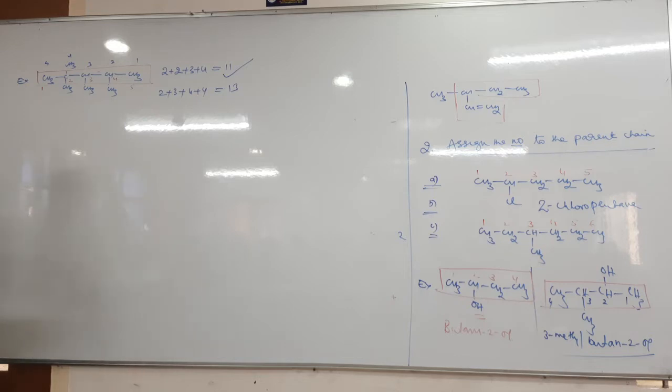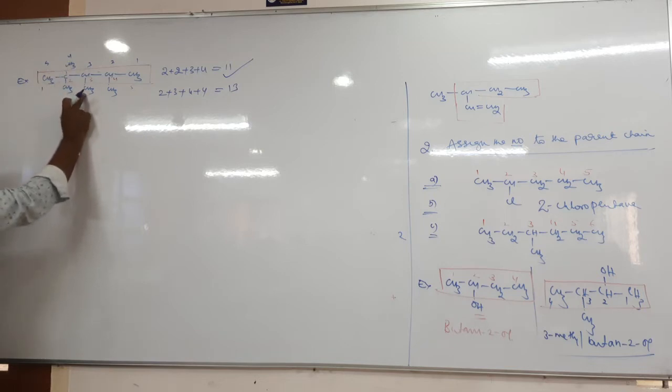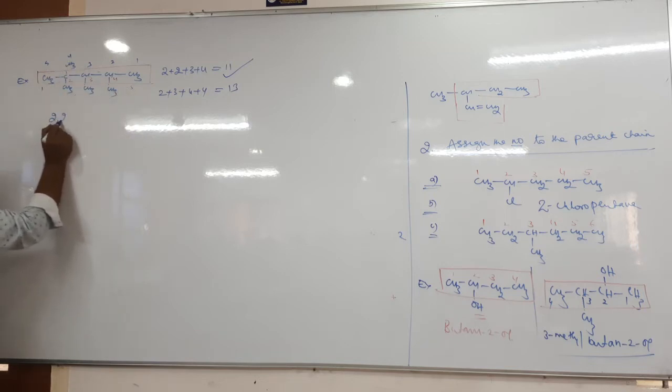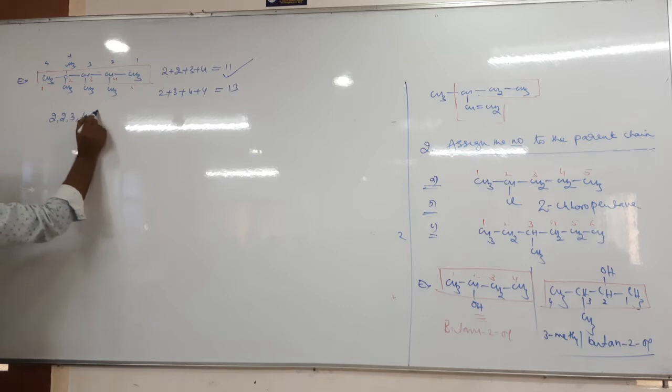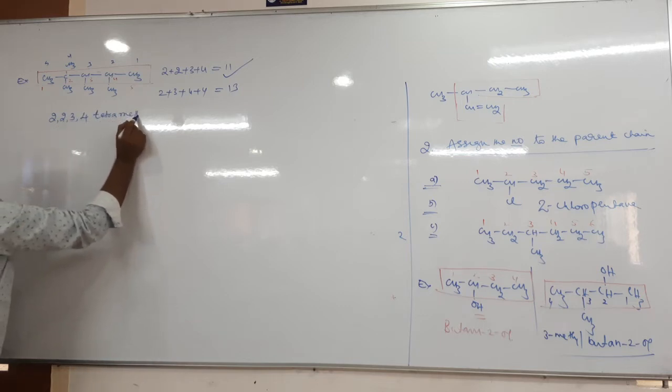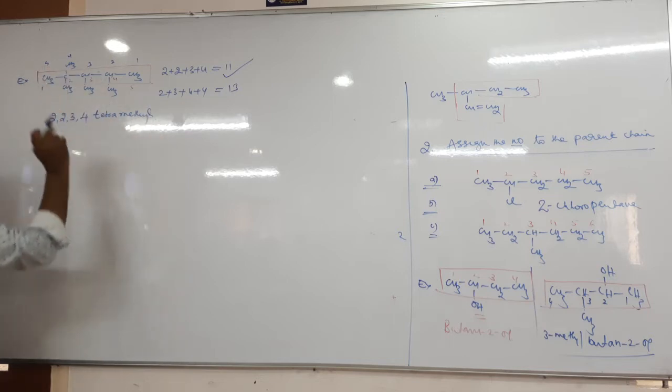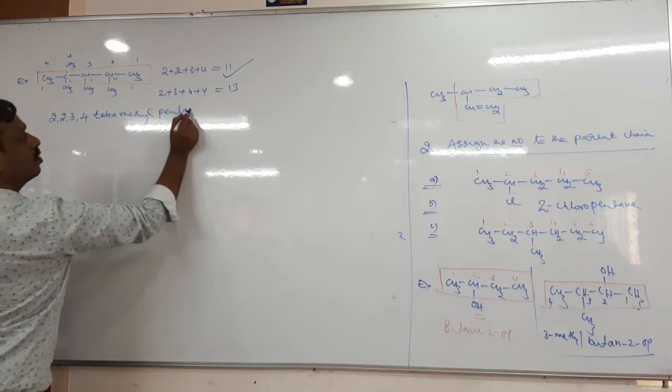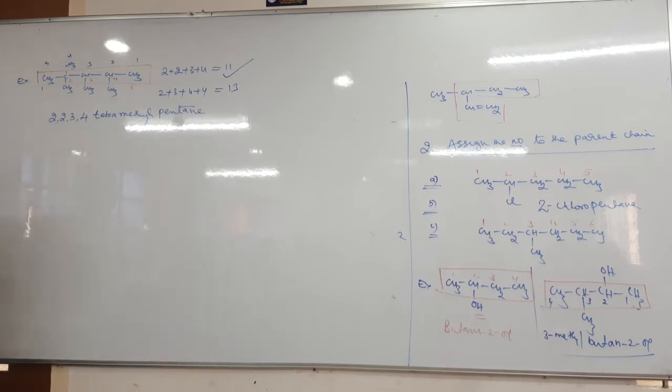Okay, then now writing the IUPAC name. So what is the IUPAC name? It is 2, 2, 3, 4, so 2, 2, 3, 4 tetramethyl, there are 1, 2, 3, 4, tetramethyl pentane. So this is the selection of, now assigning the number to the parent chain. Next, third rule. Parent chain contains identical substituents.